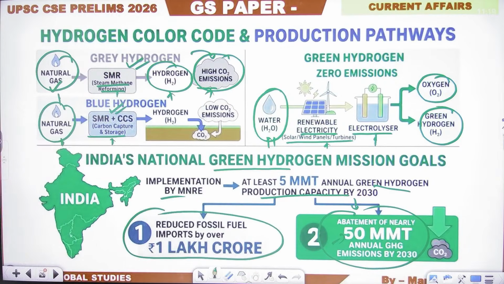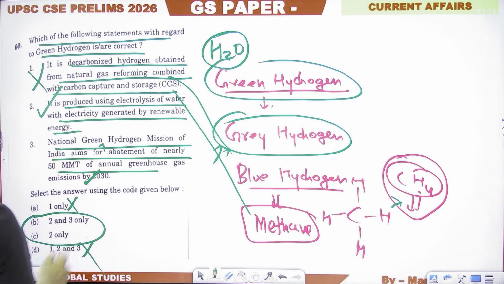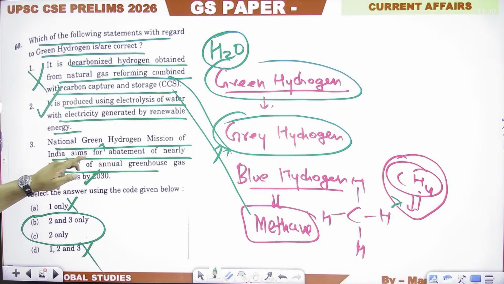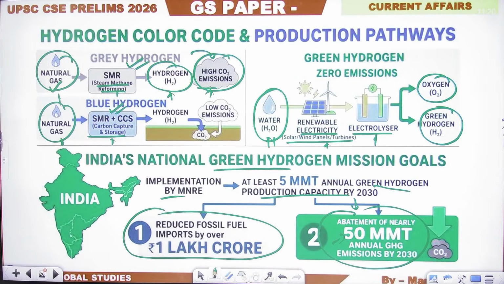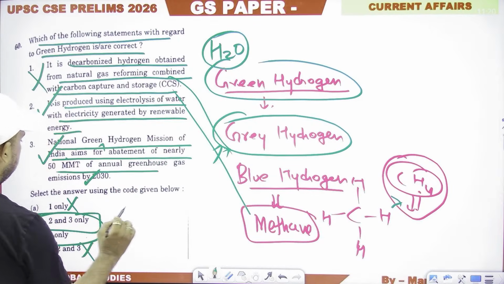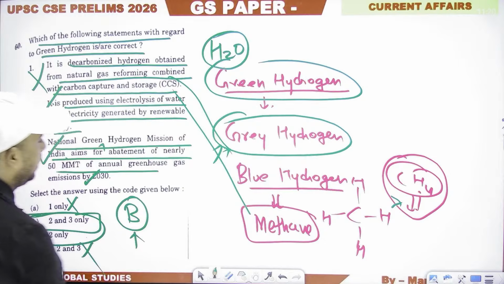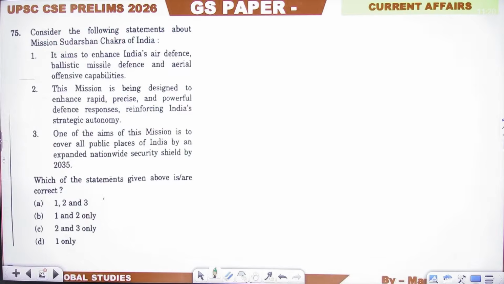So it means that this statement is also saying that the National Green Hydrogen Mission of India aims for abatement of nearly 50 million metric tons of annual greenhouse gas emission. So that's why this statement is absolutely correct. So second and third are correct. So you can go with the B option. So here B is the right answer. So let's be sure with the B option. Now we move toward the next question.